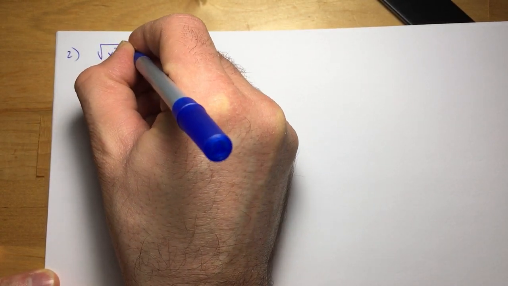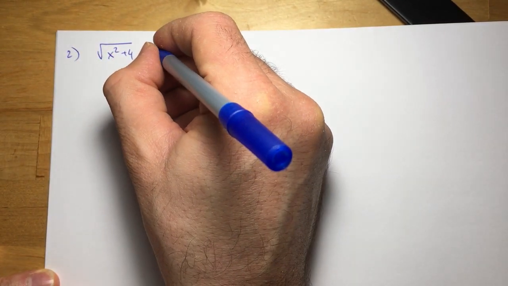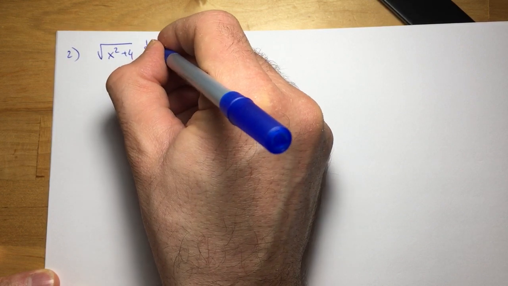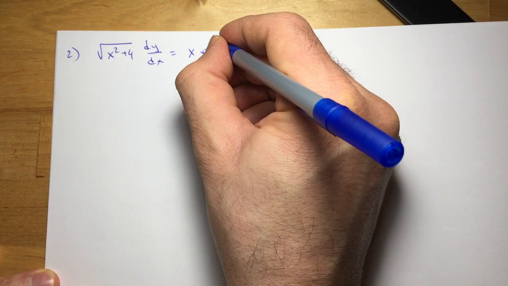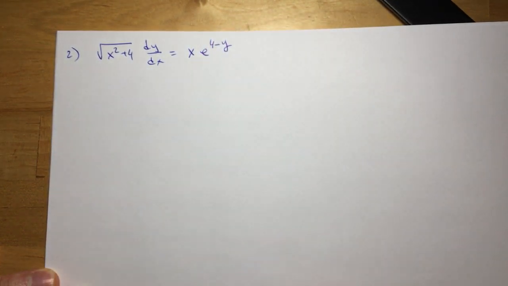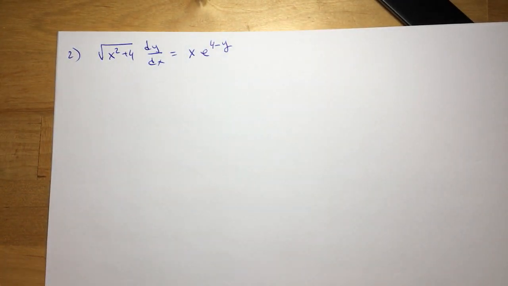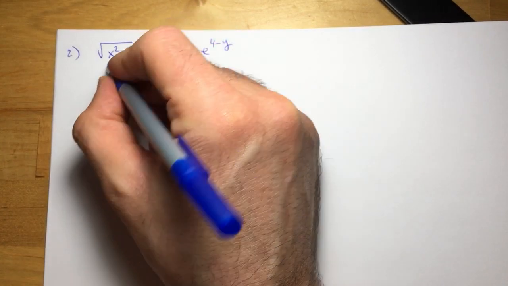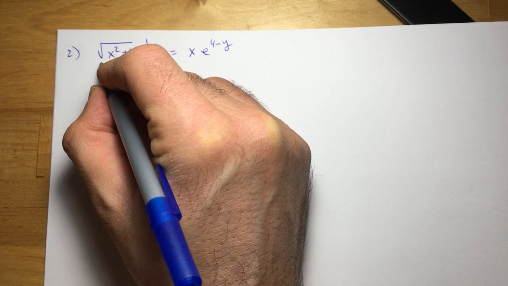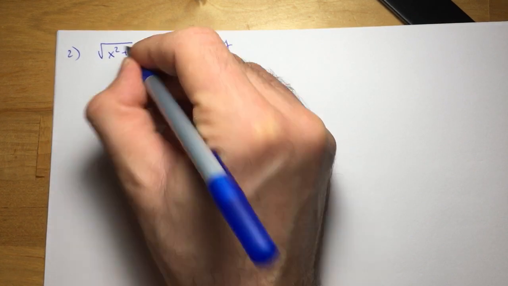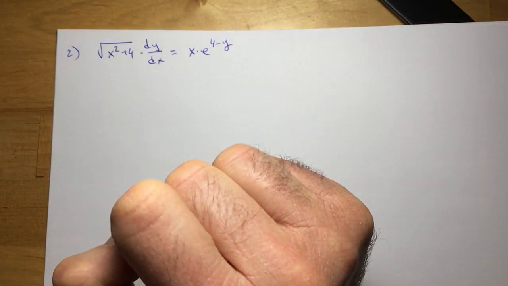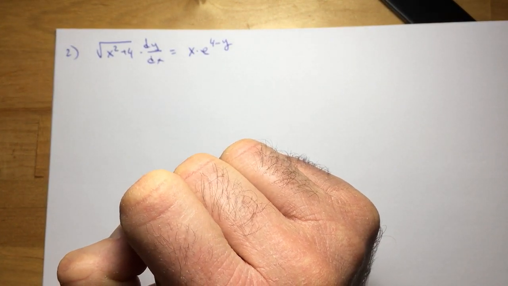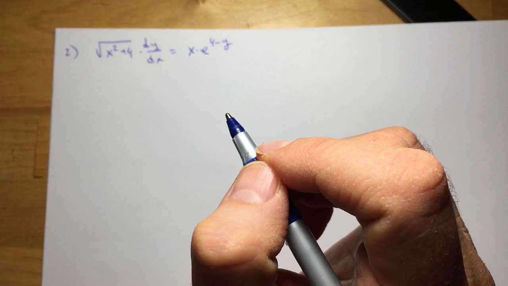Square root of x squared plus 4 dy dx is equal to x e to the power 4 minus y. Okay, so let us look at this differential equation. I have an expression in terms of x on the left hand side times dy dx, and here I have a function in terms of x times a function in terms of y. Okay, so let's see how we are going to deal with that.